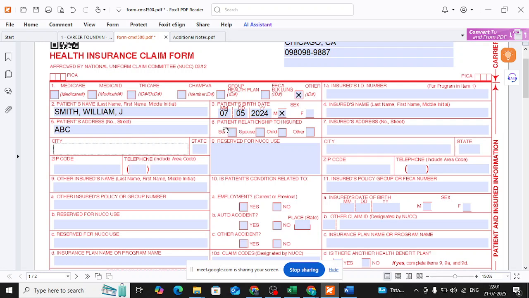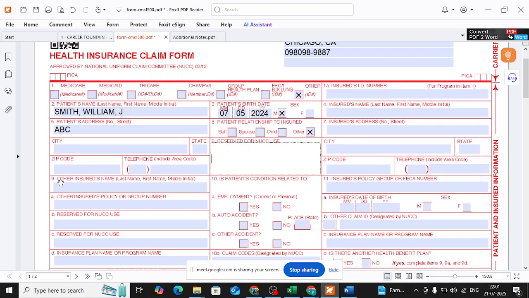Then box number 6 is the patient relationship to the insured. It might be possible that the patient and the policyholder are the same, or spouse. Spouse means if the policyholder is the husband and the patient is the wife, and vice versa, so a single word is used, spouse. Then child, sister, father, mother. Any other family member is for other. Whichever important boxes you have to remember, I'll let you know, so don't worry.